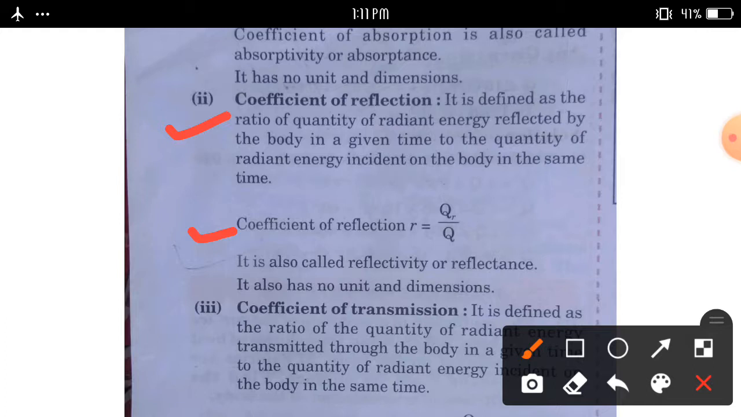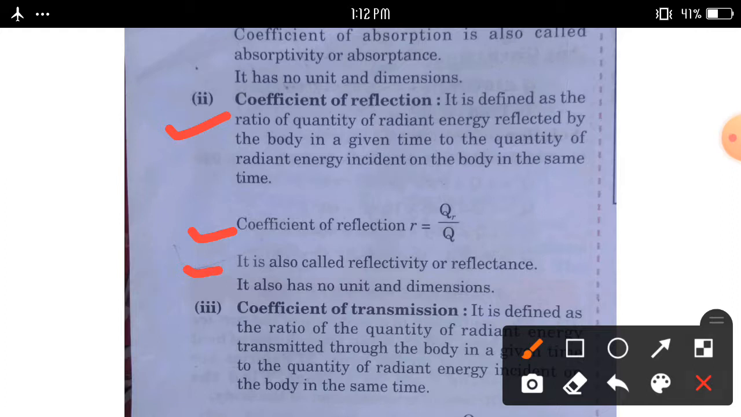Then we can write the coefficient of reflection, denoted by small r: r is equal to Q suffix r upon Q. It is also called reflectivity or reflectance. It also has no unit and dimension because both quantities are the same here.